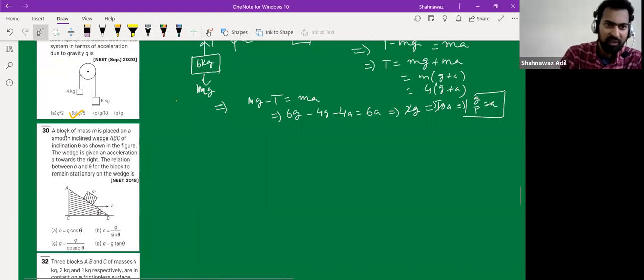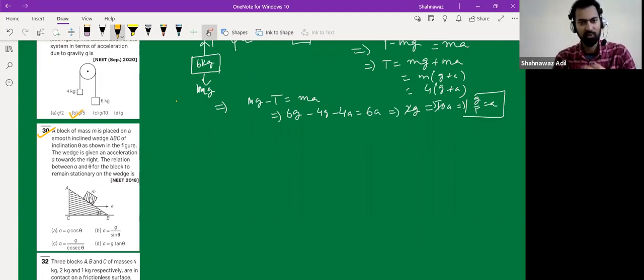Okay, so this is the second problem. A block of mass m is placed on a smooth inclined wedge ABC of inclination theta as shown in the figure. The wedge is given an acceleration a towards the right. What is the relation between a and theta for the block to remain stationary? So we are looking with respect to this block. For this block, what frame do we need to use?